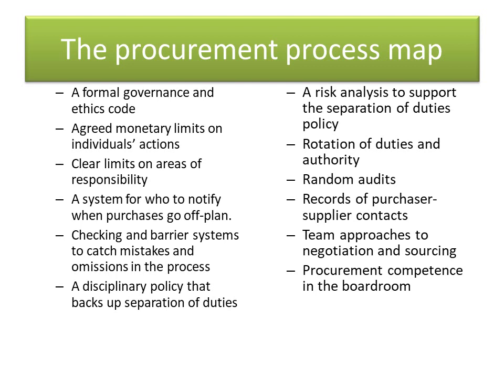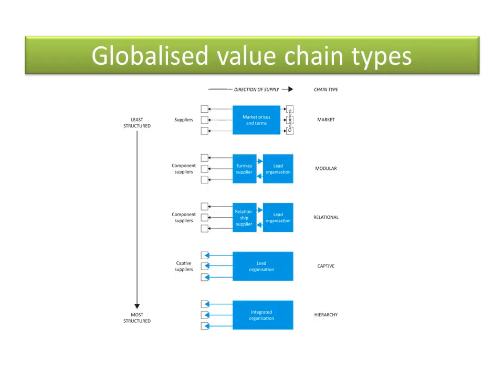Hopefully there'll be a formal governance and ethics code, agreed limits, spend limits, responsibility, checks, disciplinary procedures, rotation of duties, random audits. It's how do we prevent fraud by having good governance and good structures. So some areas there that can be used.